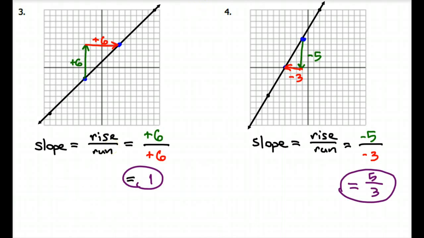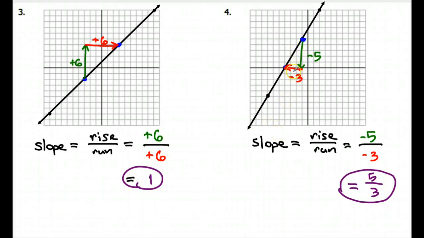Okay, so for each of these lines, you should have gotten slopes of 1 for number 3 and positive 5/3 for number 4. For number 3, again, you can pick any 2 points I've given you on the line. For this particular line, I chose these 2 points right here. I started with my bottom point, and I had to go up 6 spaces to get to the level of my top point. So that's a rise of positive 6. And then my run was also positive 6, going to the right 6 spaces. So positive 6 divided by positive 6 is positive 1.